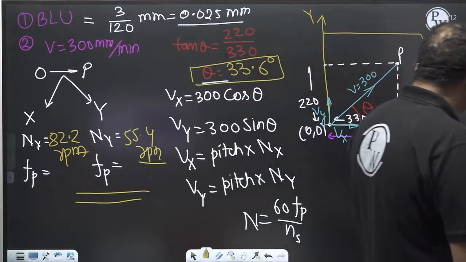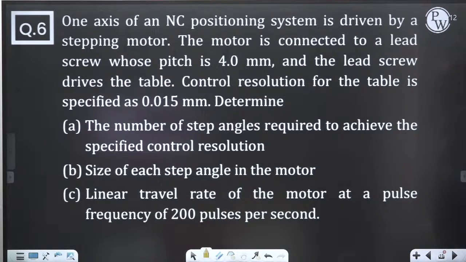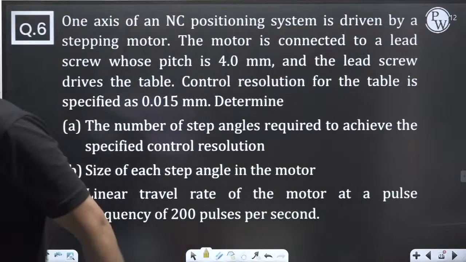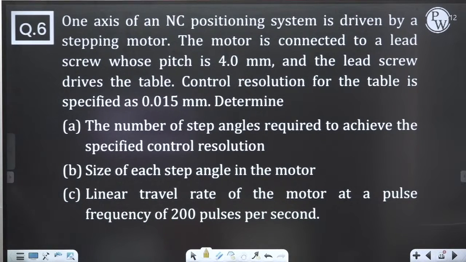See the next problem. It's also a beautiful problem. Sixth problem is also a beautiful problem. Easy one.